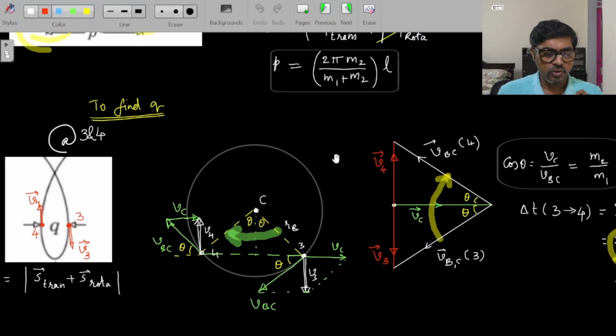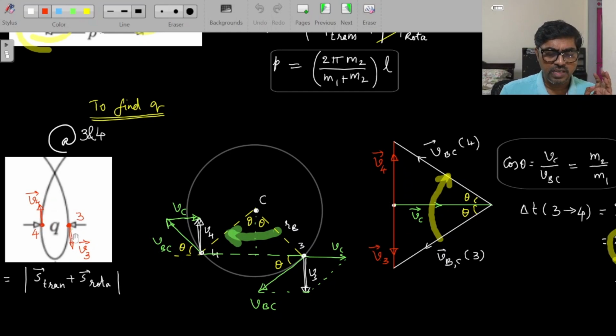To find the Q distance, let us zoom in and focus on this part of the trajectory. If you focus on point 3, you see the tangent is along the negative y-axis. And at point 4, the tangent is along the positive y-axis. That means when particle B is at 3, it will have a negative y-axis direction velocity. Let's call it V3. And at point 4, it is going to have a positive y-axis velocity there.